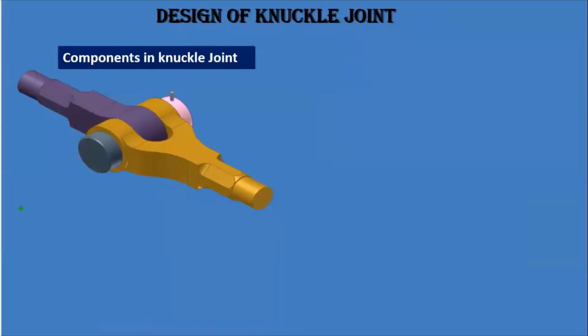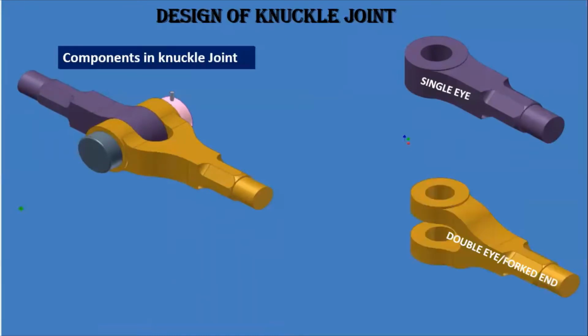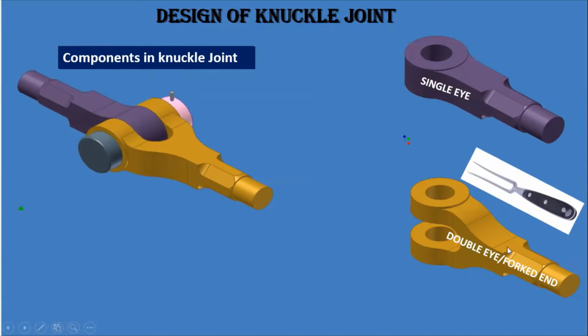Then the components of the knuckle joint. First we'll see the single eye. Another part is called the double eye, and the double eye is also called a fork end. You can see here it looks like a fork, no? That's why we say it's a fork end. It's very simple: one rod ends in a single eye and the other rod ends in a fork end, which is a double eye.